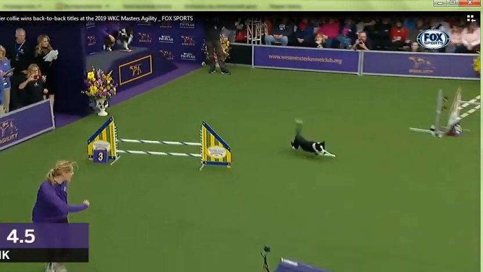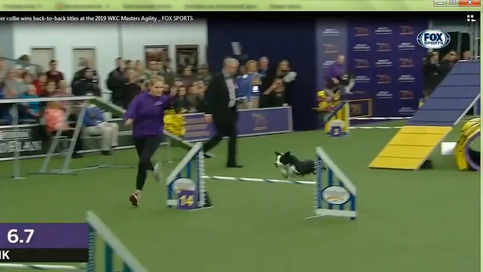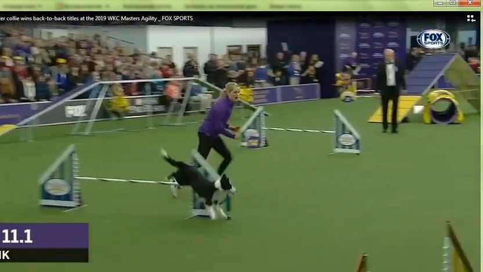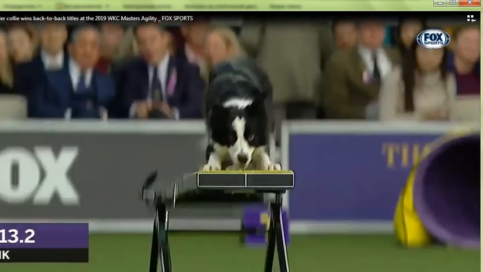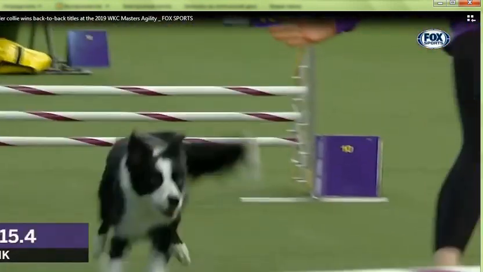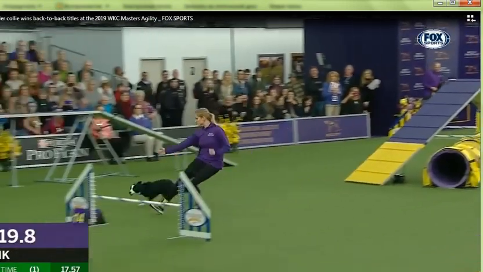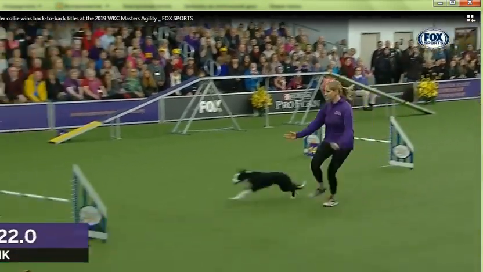Jennifer making sure Pink's in that contact zone. Jennifer's up ahead right there. Look at Pink fly! You can't stay ahead of Pink for too long. Stay. Good job. Look at the extension Pink is doing on each jump. Just beautiful. Nice extension all the way.